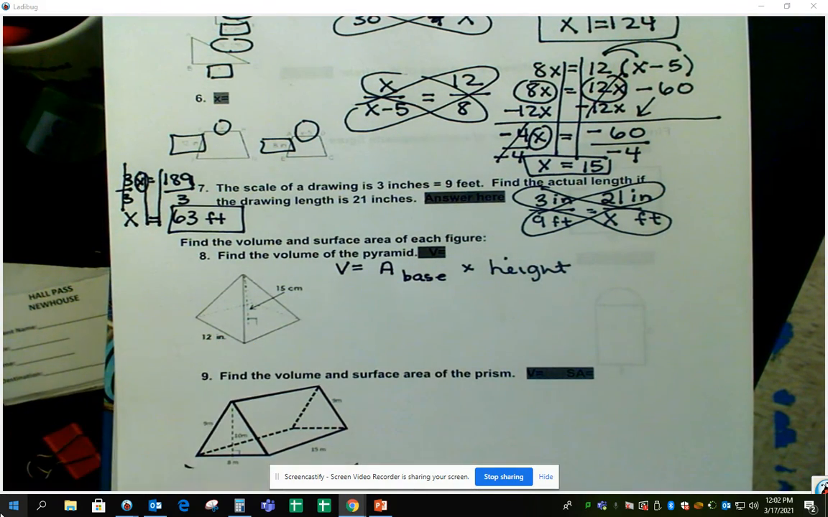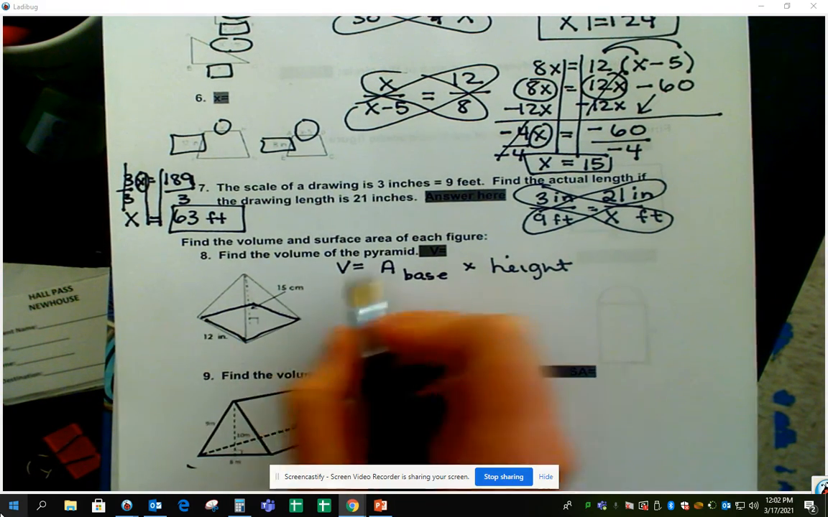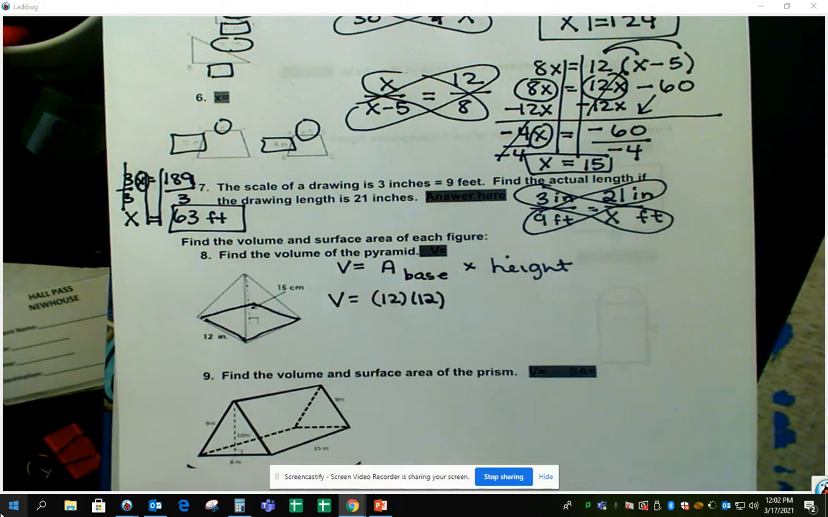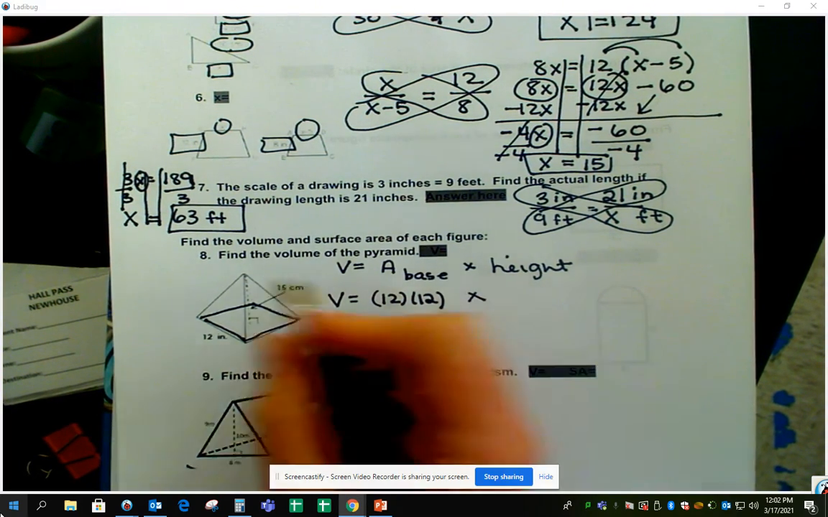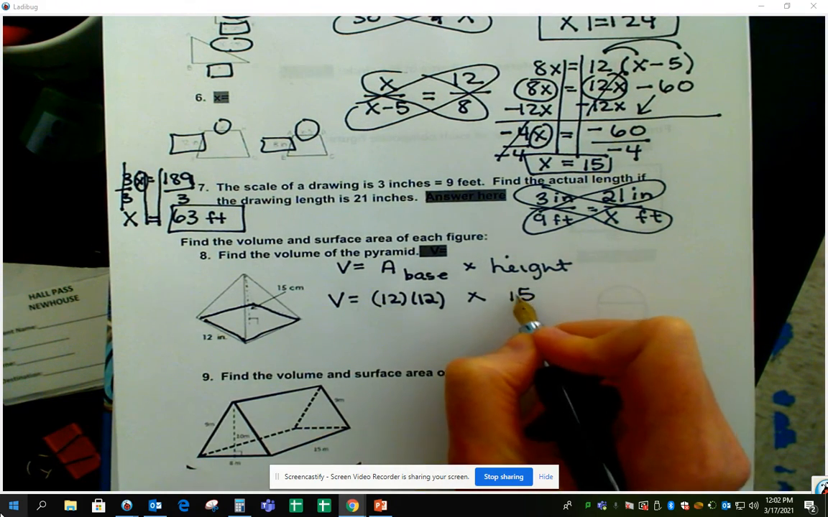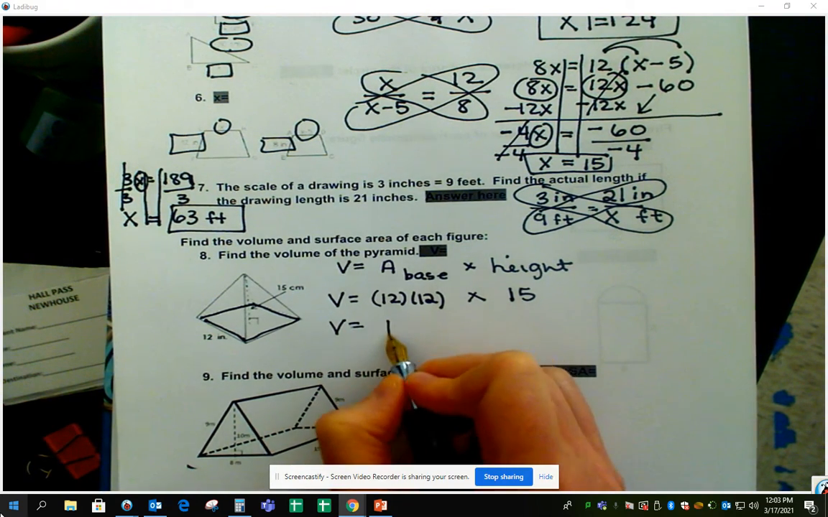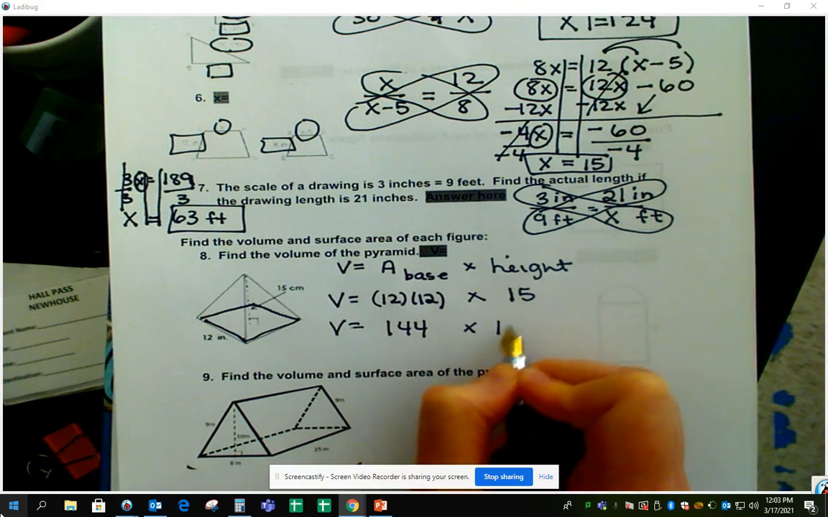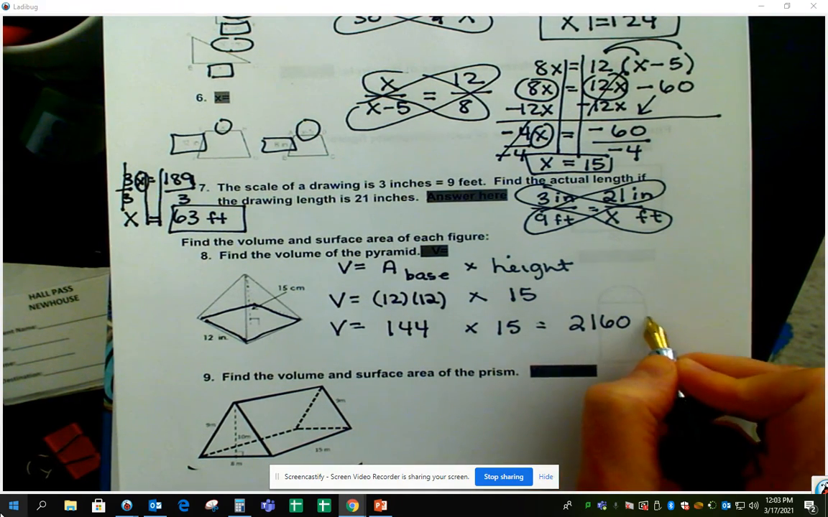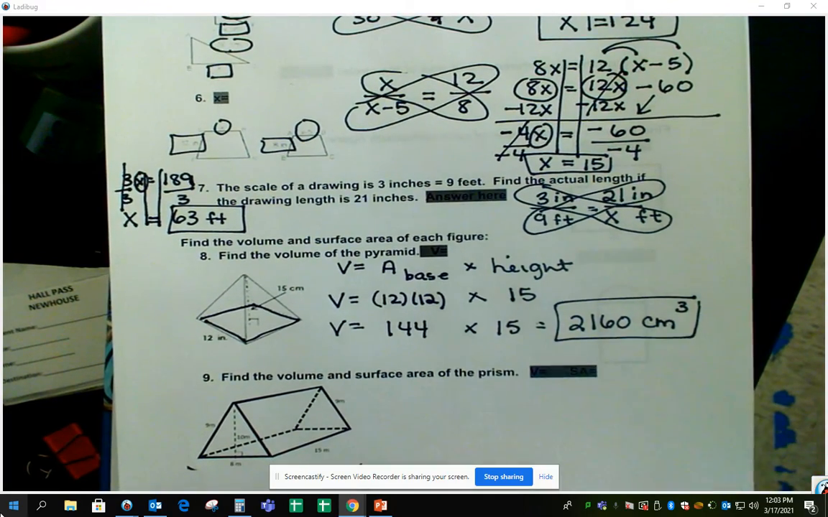Okay, so our base is this square here. So our base is going to be 12 times 12. That's the area of that. And then the height is this perpendicular height here, 15. So when I multiply those together, 12 times 12 is 144. And then 144 times 15 is 2,160 centimeters cubed. Remember, volume has cubic units.